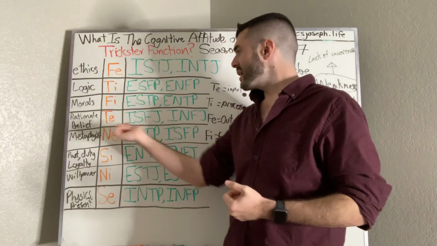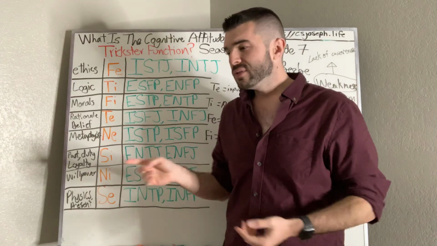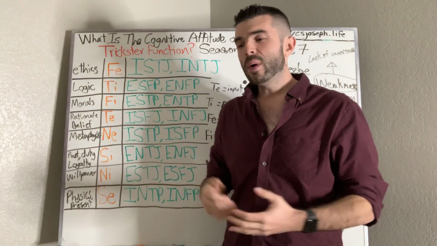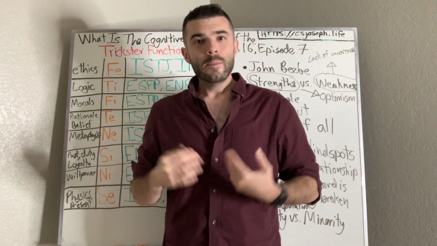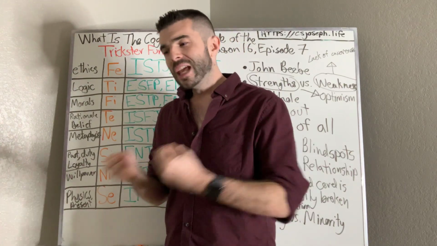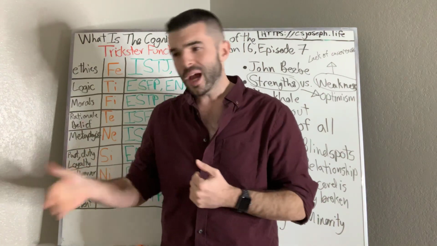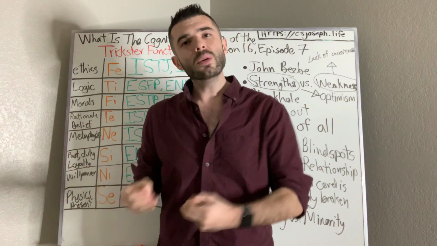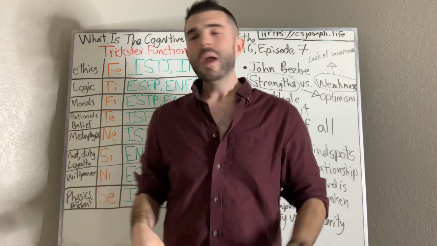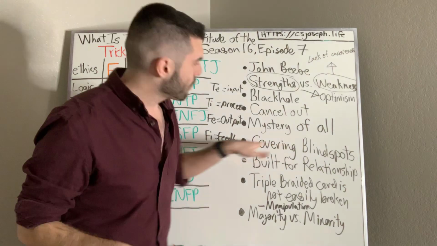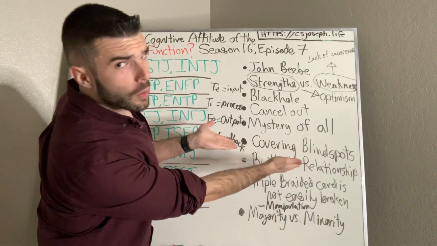That's why these types like ISFJs go really well with ISFPs and ESFPs. INFJs go really well with INFPs and ENFPs, because they are able to provide the input that their Ti process needs with their Te childs or Te inferiors. That's why the relationships are stacked up that way, because it covers the blind spot. Oh, covering blind spots. It's right here. Already written on the board.